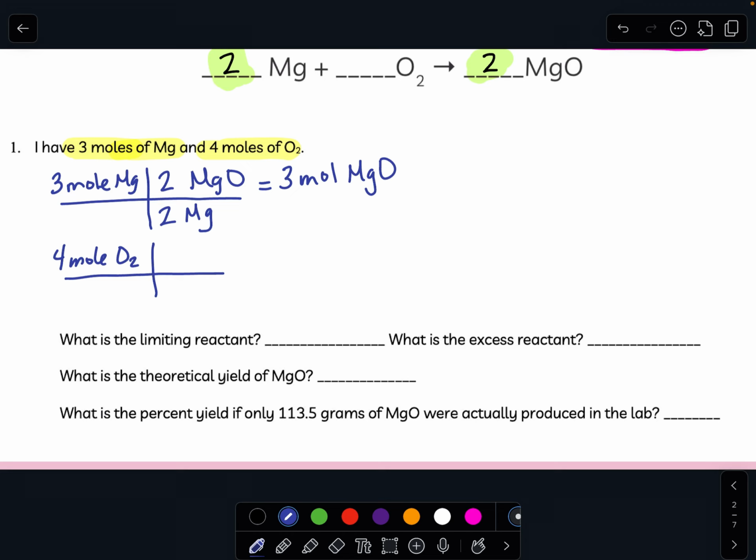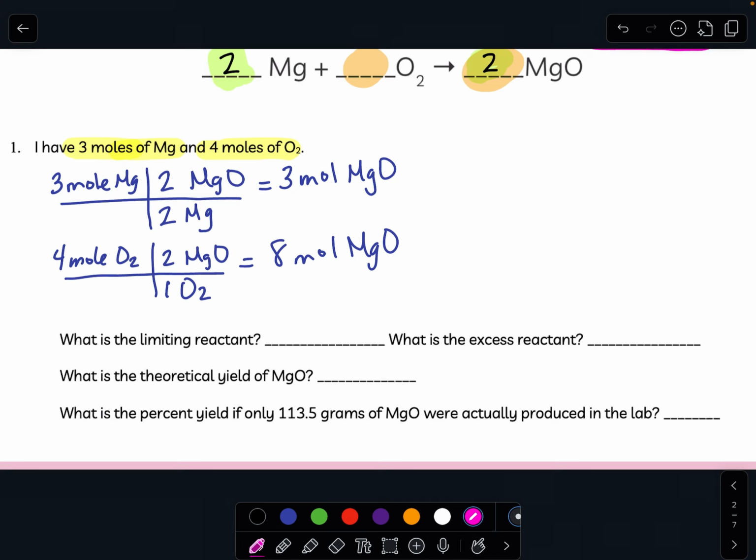I can do the same thing for oxygen. If I have oxygen on the top, I know I need oxygen on the bottom, but this time I can see that there's really just 1 oxygen for every 2 magnesium oxides. So the top part's going to stay the same. So this leaves me with 8 moles of magnesium oxide.